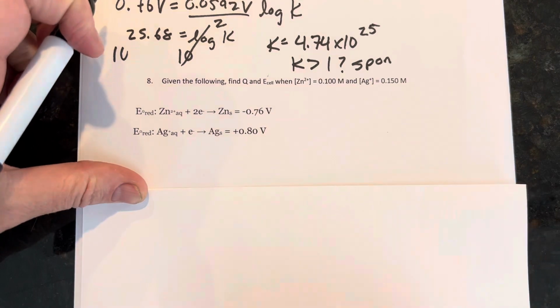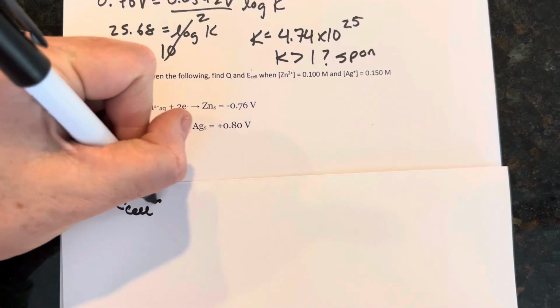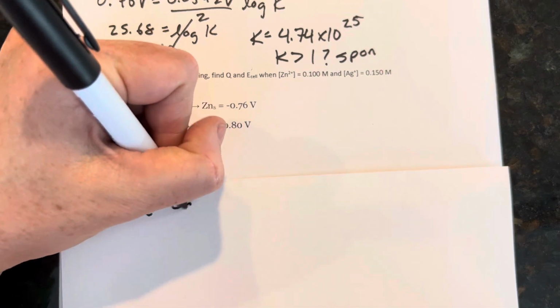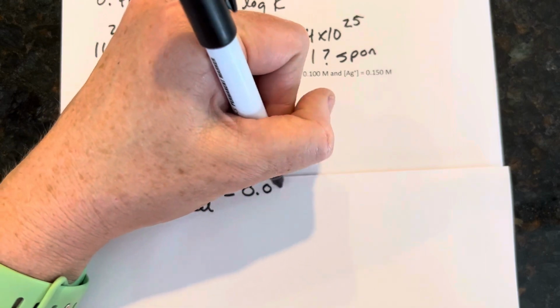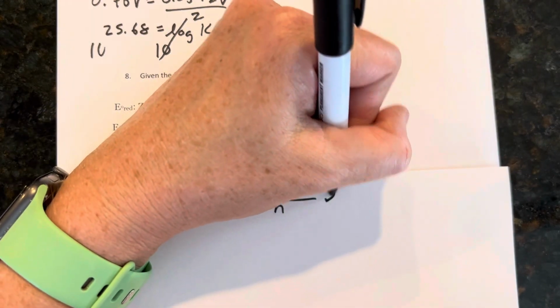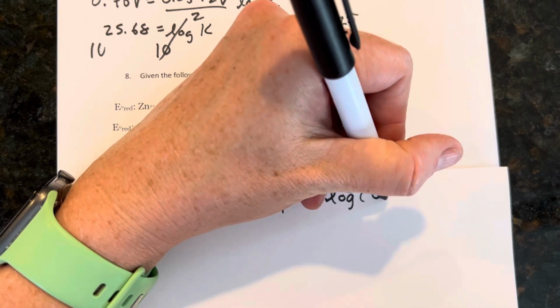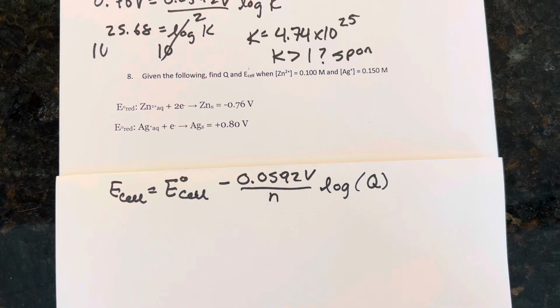So the equation we're going to be using is that E cell equals the standard E cell minus 0.0592 volts over n times the log of Q. Because again, this isn't at equilibrium. We're looking for a specific set of information.